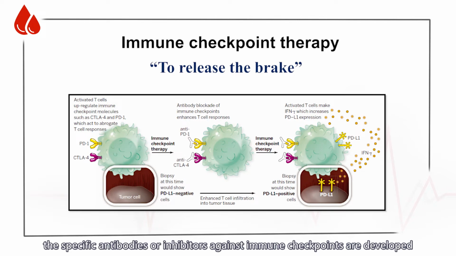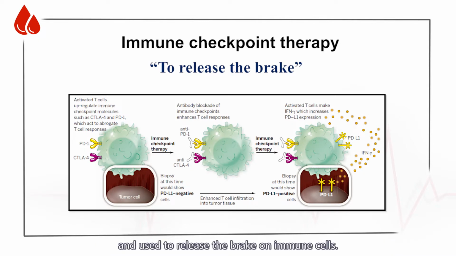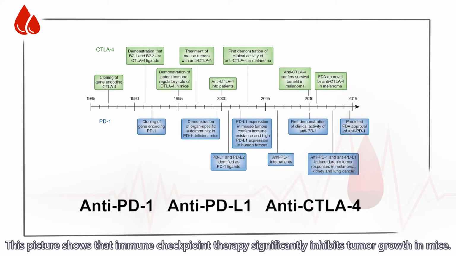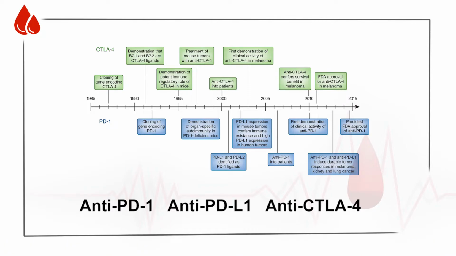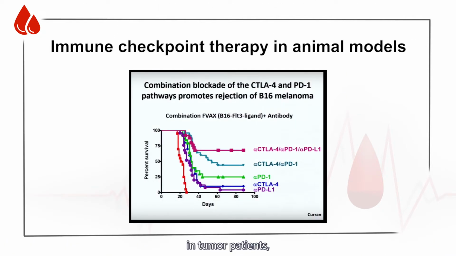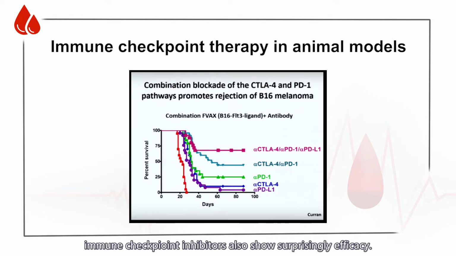Thus, specific antibodies or inhibitors against immune checkpoints are developed and used to release the brake on immune cells. As a result, the immune cells will be efficiently activated and induce a strong anti-tumor response. This picture shows that immune checkpoint therapy significantly inhibits tumor growth in mice. Excitingly, in tumor patients, immune checkpoint inhibitors also show surprising efficacy.